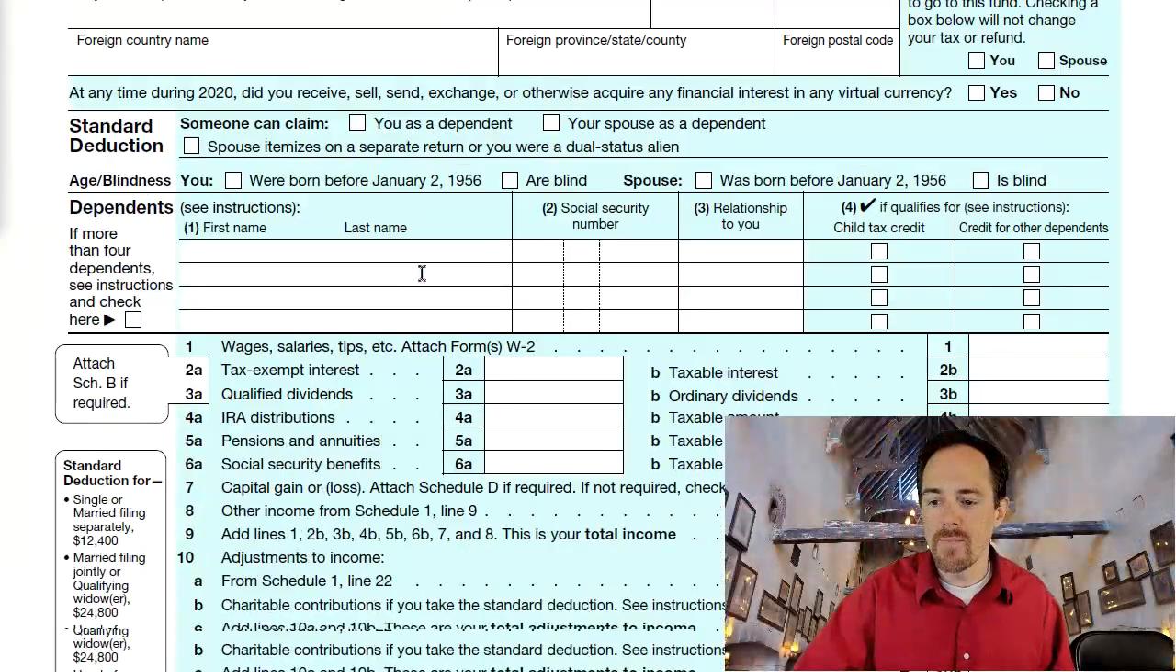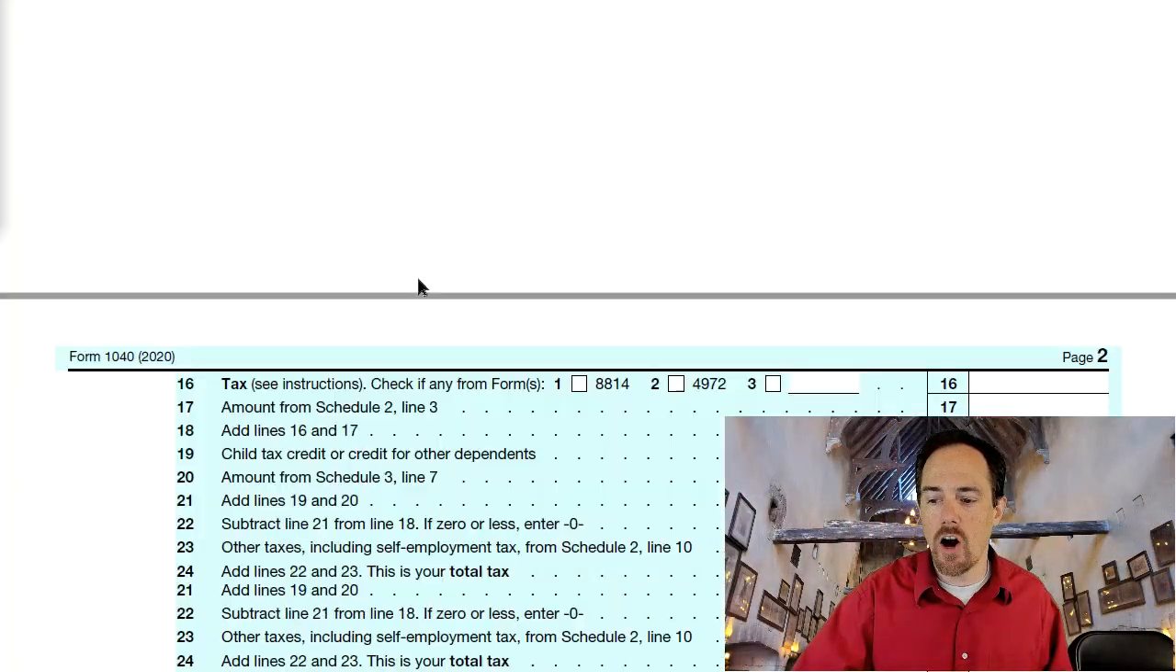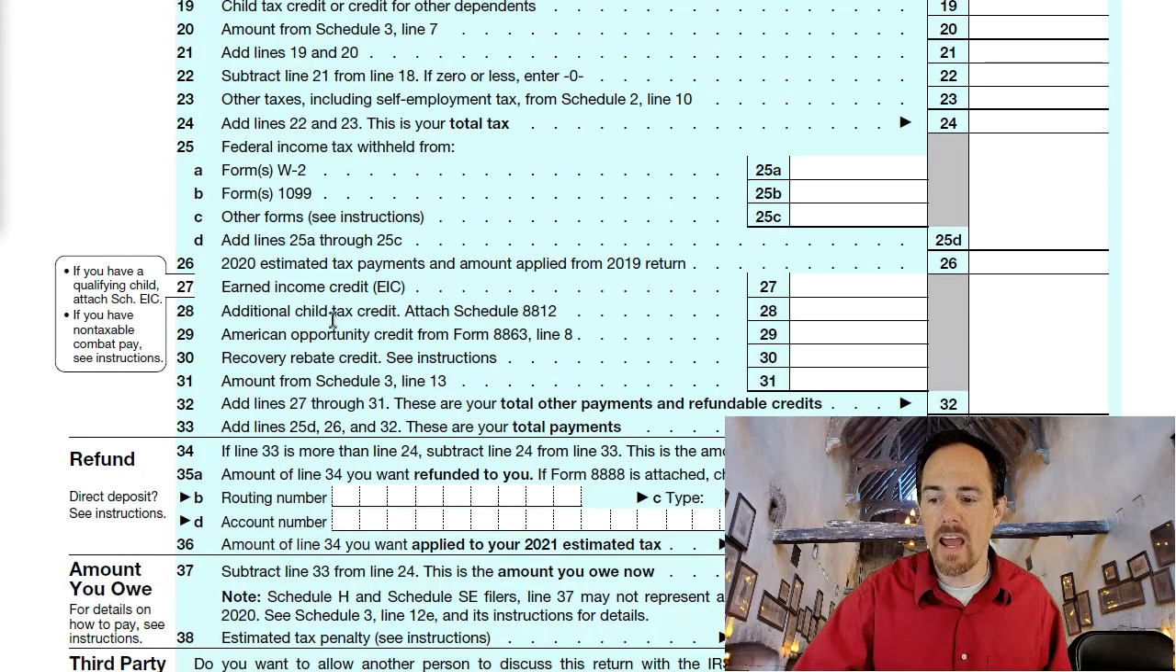So that is what an economic impact payment is, and that is how you figure out how much you actually got, or how much the IRS thinks you got. When you put that information into TurboTax or give it to your CPA, your CPA or TurboTax will then calculate how much of the recovery rebate credit you are eligible for on your 1040. I think I have a copy of the 1040 here, so I'm going to switch over to that. This recovery rebate credit is on the second page of the 1040, right here, line 30, recovery rebate credit.